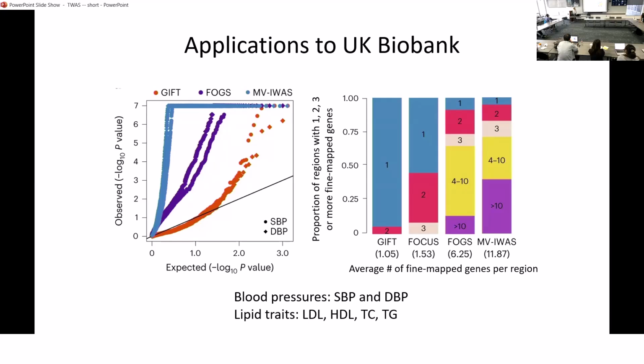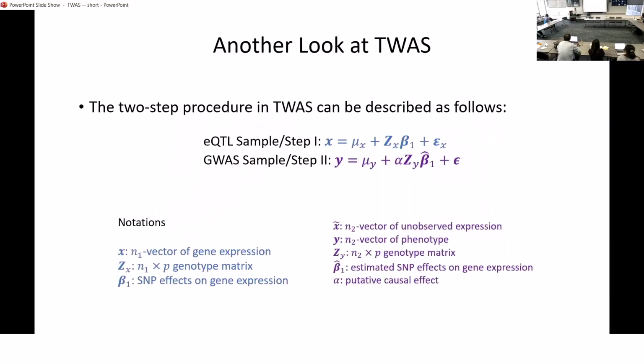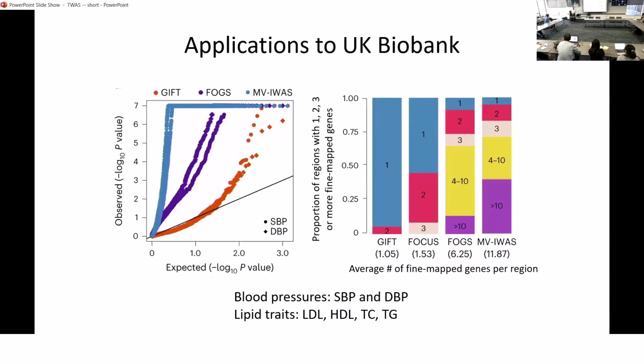And then the other methods are even worse. Sometimes you identify 4 or 10 different genes. Basically, you don't have the precision to identify the truly causal ones. So you can see that in the UK Biobank, it's extremely effective in fine mapping the truly causal genes. We analyzed 6 traits here, and this is a summarization of all the 6 traits.